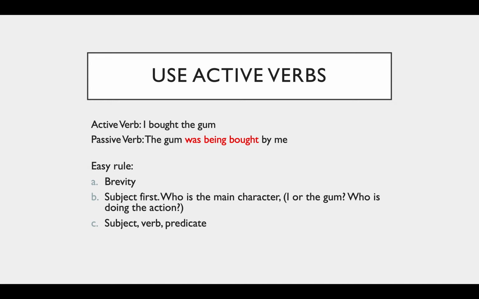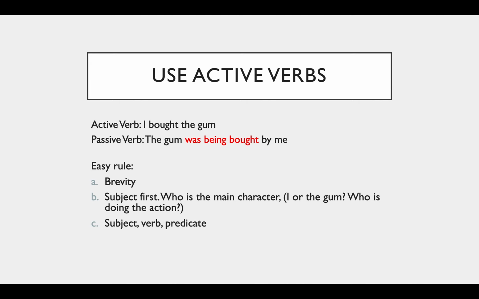An example of an active verb would be, say, I bought the gum, whereas in the passive verb, it would be the gum was being bought by me. And so an easy rule to remember when you're trying to construct sentences in an active verb sense is, number one, brevity. I find when I'm going through papers and I just have this mindset, I'm going to be brief. I'm going to use this principle called brevity, and I'm going to reformulate and reconstruct my sentences to use as few words as possible. And almost instinctually, there's a sense in which the active verb sense comes out.